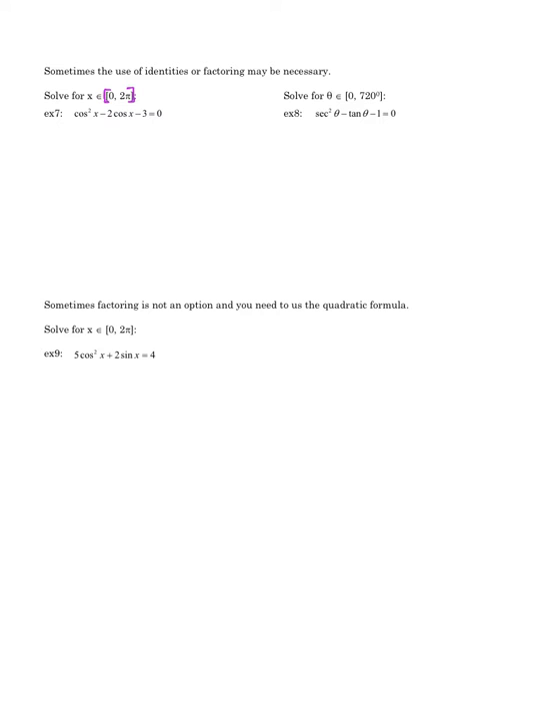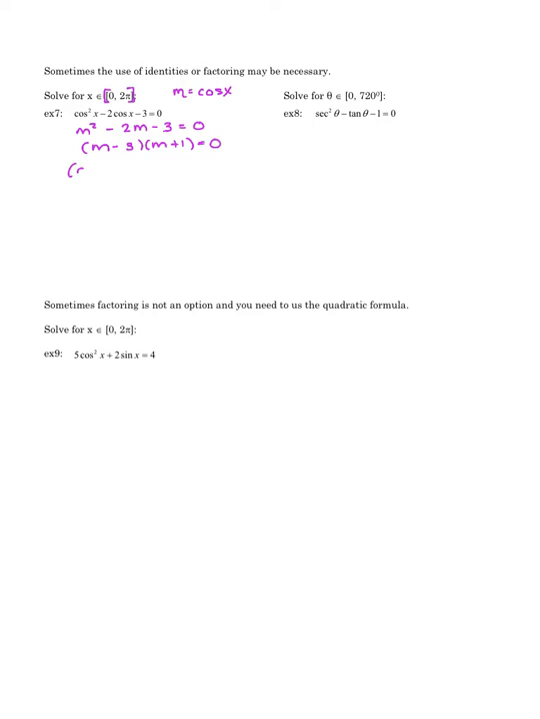So notice we have something that looks like cosine squared x minus 2 cosine x minus 3. It looks like a quadratic. So you can either factor it directly, or you could do a little substitution to make it look a little more friendly. So m squared minus 2m minus 3, where m equals your cosine x. And we see that we could factor that into m minus 3, m plus 1 equals 0.